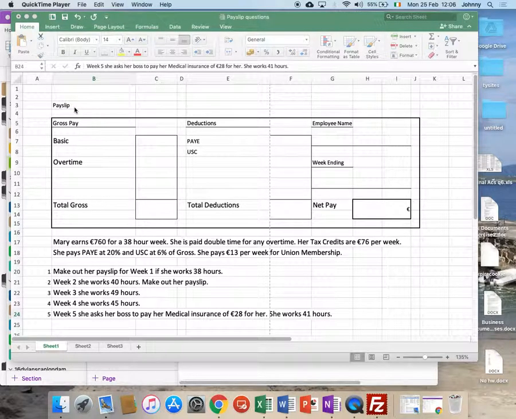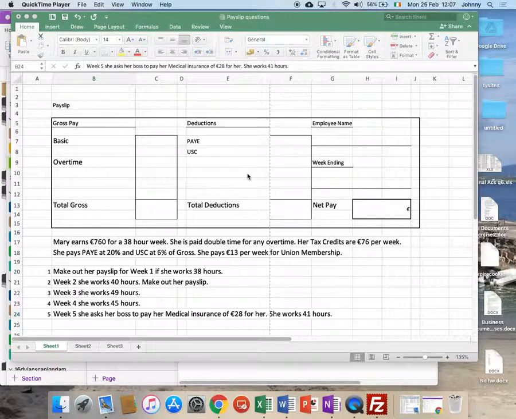We have an example of a payslip here in front of us. Let's just go through the three main parts of a payslip. So the gross pay is the money you earn. The deductions is all the money that is taken away. And some of that money has to be taken away by law. What do we call those?